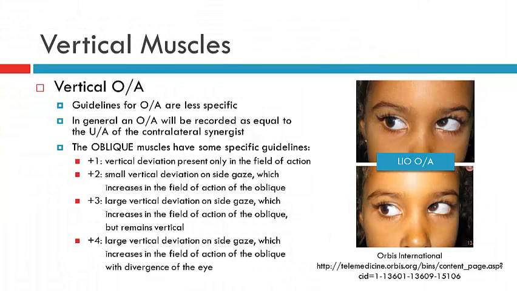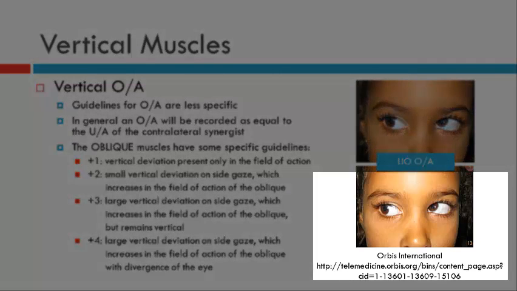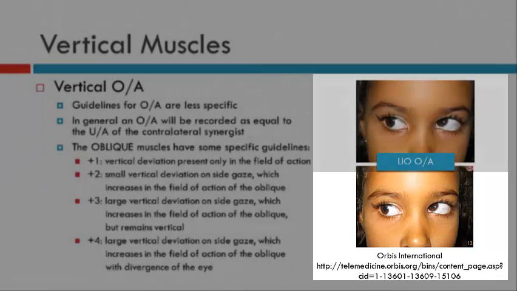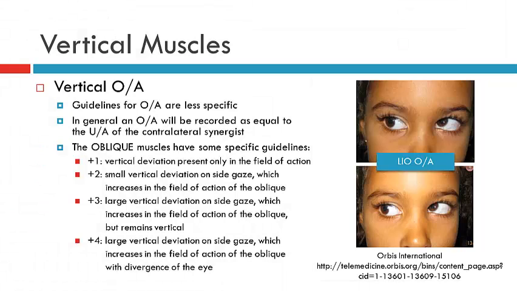Now, a +2 indicates that we also see the vertical deviation in horizontal gaze. In this particular example, we would see it in dextroversion, and what we can see is that indeed there is a vertical deviation in dextroversion and a vertical deviation in dextro elevation. Now, the difference between the +2 and 3 is whether you find that the vertical deviation in dextroversion is small or large in nature.